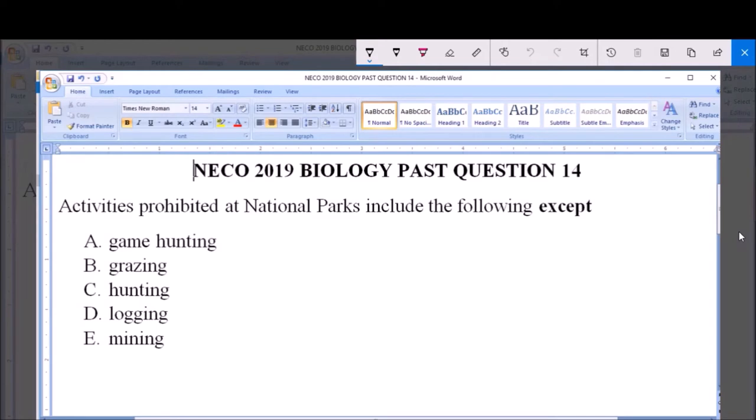I will be answering NECO 2019 Biology Past Question 14. Activities prohibited at national parks include the following, except A, game hunting, B, grazing, C, hunting, D, lodging, and E, mining. Now, what are national parks?